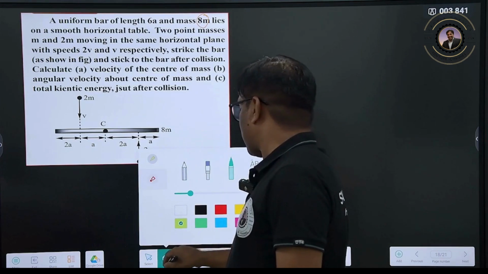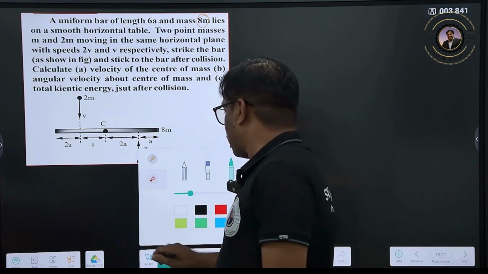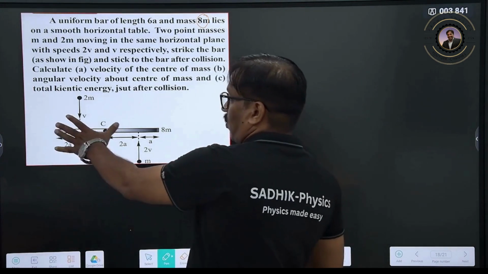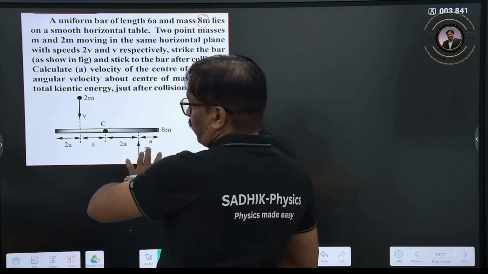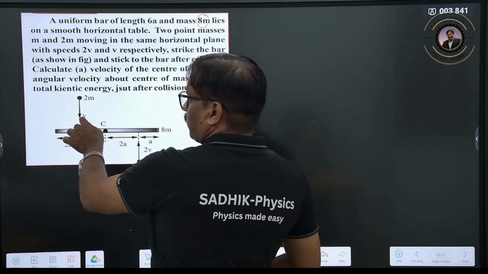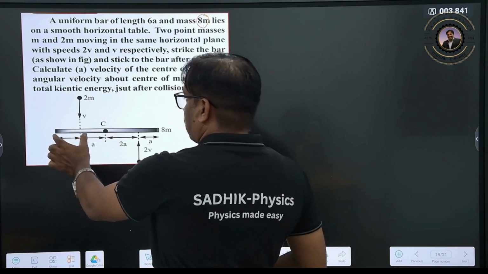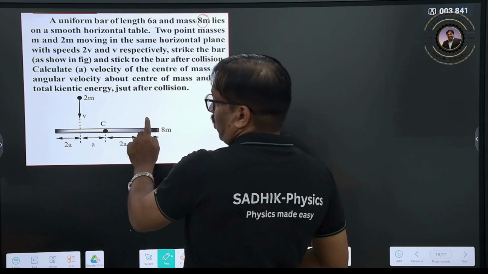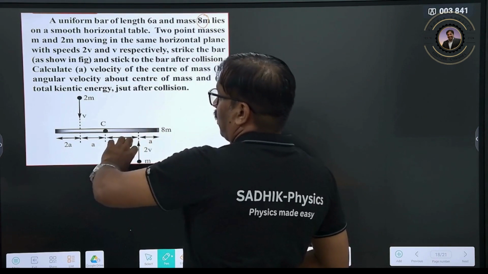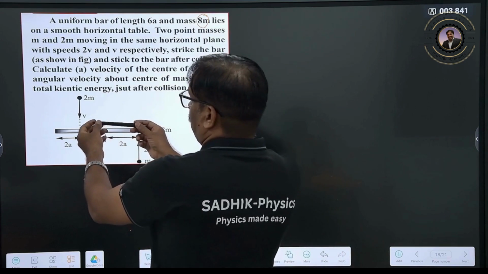So first you should understand this question very clearly. There is one rod, totally 6a. Everything is there in the diagram. Therefore this is 2m going with a speed v, hitting at this point, at a distance 2a. And this is m with 2v, going onto this, hitting this one. Therefore when it is hitting like this, what will happen now?